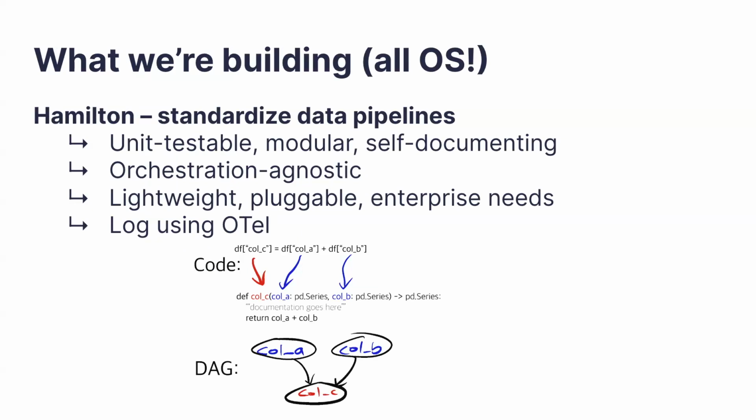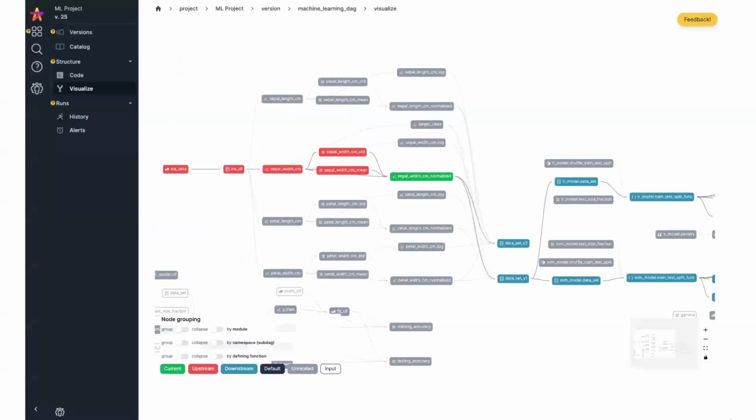You can run it anywhere, as part of a web service or part of an infrastructure. Lightweight, pluggable, has all these enterprise needs, and you can log using Otel if you want to. There are all sorts of plugins and hooks. We have a UI that's open source and free that you can use to debug your Hamilton workflows. You can see it's very DAG-based.